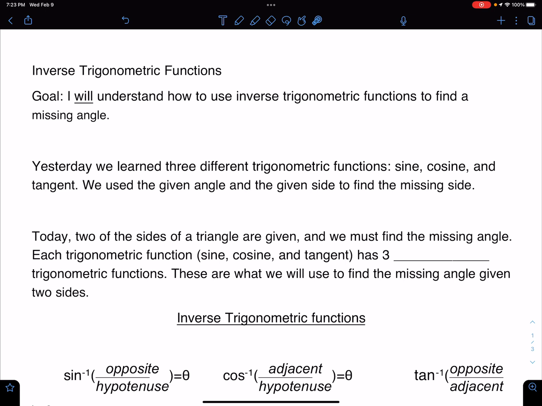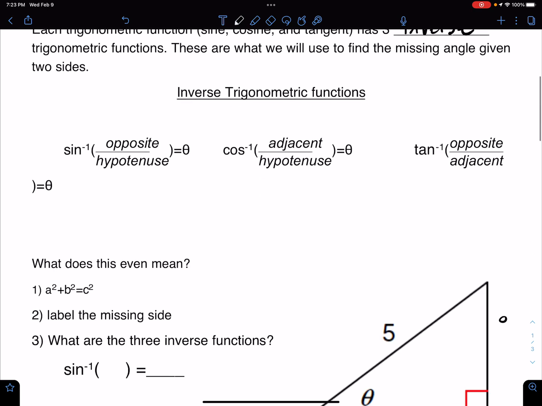So here's what's different today. Today we have two of the sides of a triangle that are given. We must find the missing angle. So here's a little secret. Each trigonometric function, sine, cosine, and tangent, they have these things called inverse trigonometric functions. These are what we will use to find the missing angle given two sides. Okay? So this is supposed to go up here, actually.